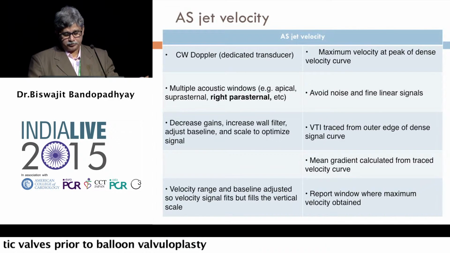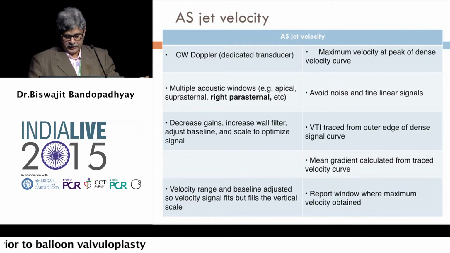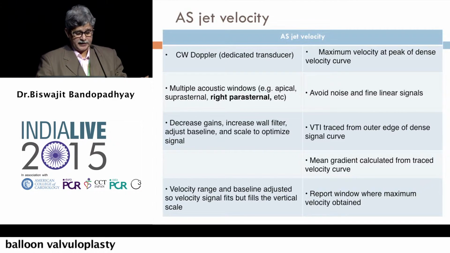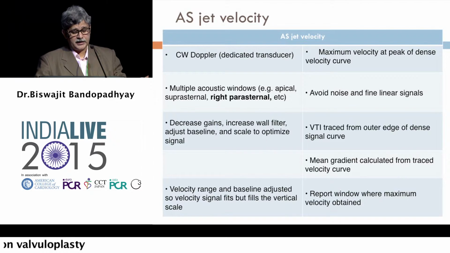The velocity VTI is traced from the outer edge of the dense signal curve, and the mean gradient is calculated from the traced velocity curve. And report the window where the maximum velocity is obtained. That's again a very important thing. Often in adolescent children with poor windows, try a right parasternal view before you give a final comment on the aortic stenosis gradient.